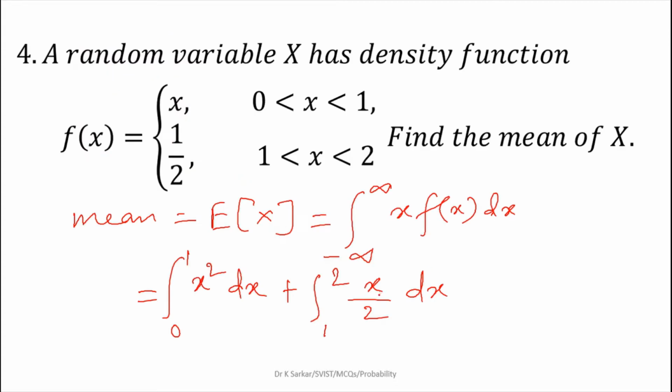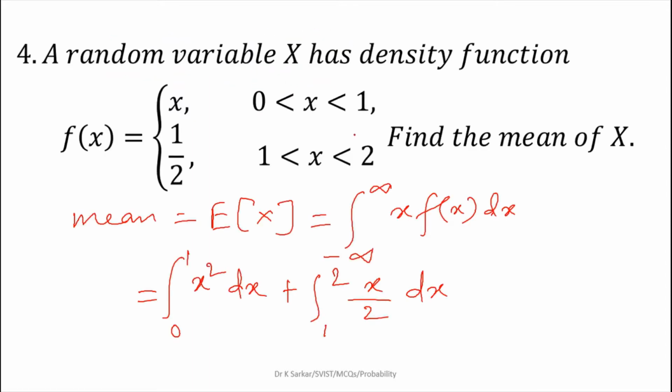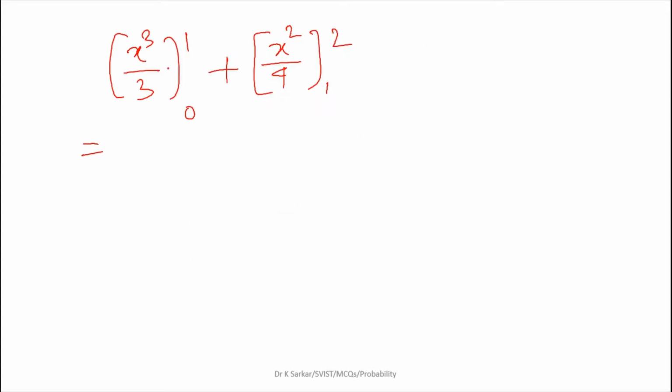Now integration of x square is x cube by 3, limits 0 to 1, and integration of x by 2 is x square by 2 times 2, that is x square by 4, limits 1 to 2. Now putting the limits, 1/3 plus 2 square by 4, that is 1, minus 1 by 4, which equals 13 by 12.